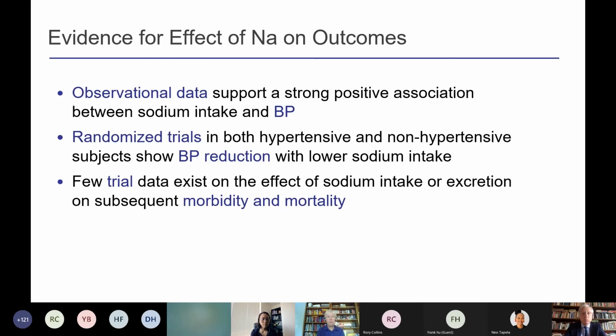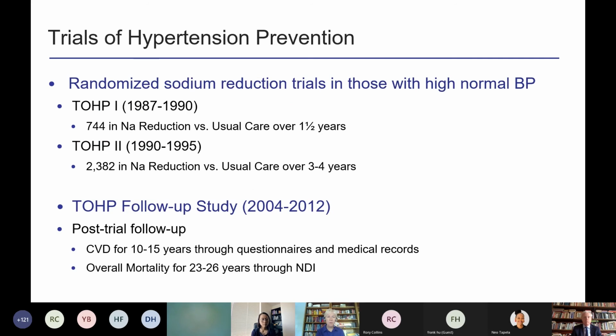Now, what about outcomes? These observational data and trial data both show that sodium intake is related to blood pressure. Reducing sodium leads to a blood pressure reduction, but there aren't many trial data on the effects of sodium intake or excretion on morbidity or mortality. So I'm first of all going to discuss TOHP, which I was involved with, originally as the statistician for the coordinating center. These trials, the Trials of Hypertension Prevention, TOHP 1 and 2, were led by people like Larry Appel, Paul Whelton, and Jeff Cutler at NHLBI. So there were two phases.